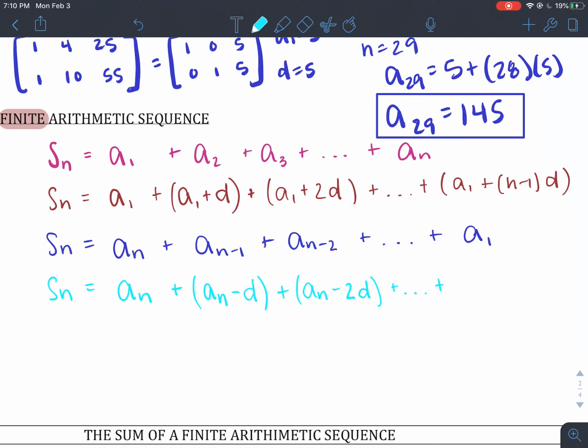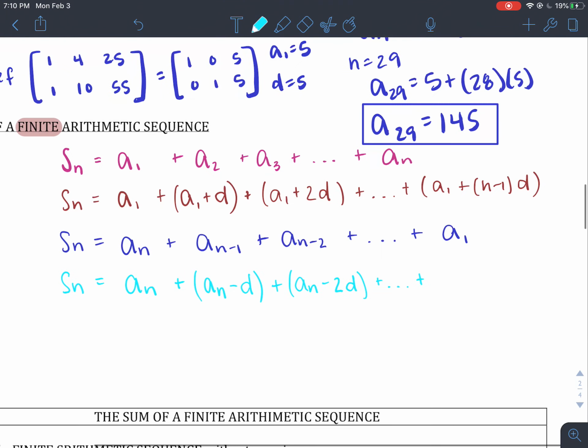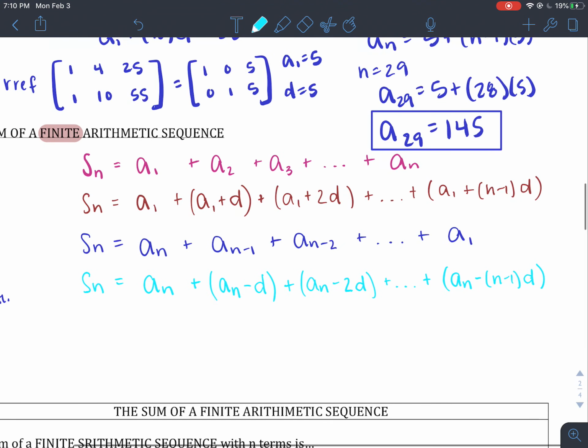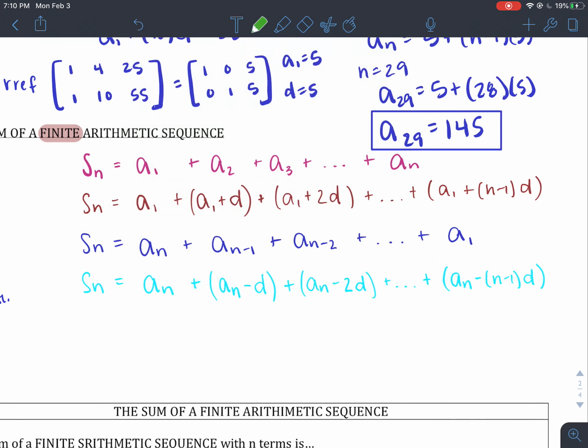And I keep going down in that way, and I want to get to a sub 1. To get to a sub 1, that's going to be a sub n minus n minus 1 of my common difference d. And that idea, you can actually get from our a sub n formula. All right, so I'm going to erase this in just a second.